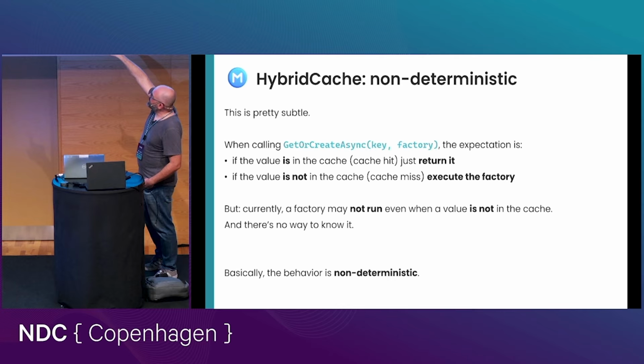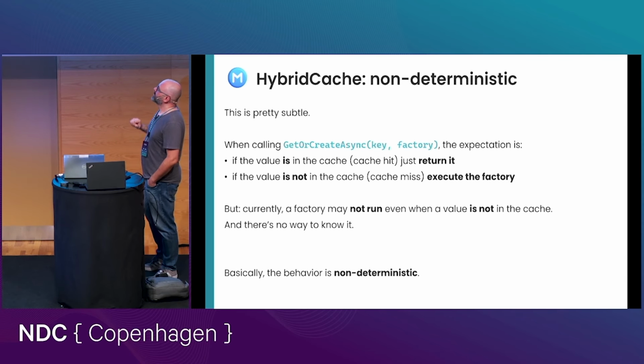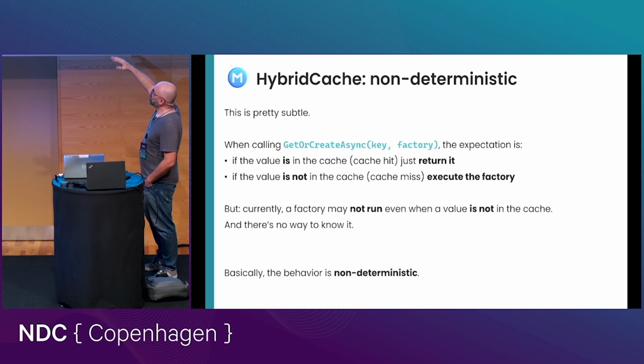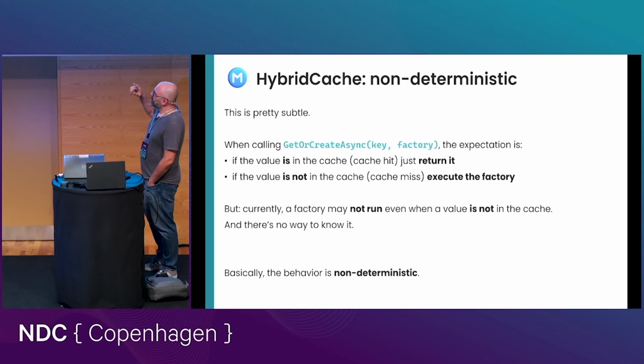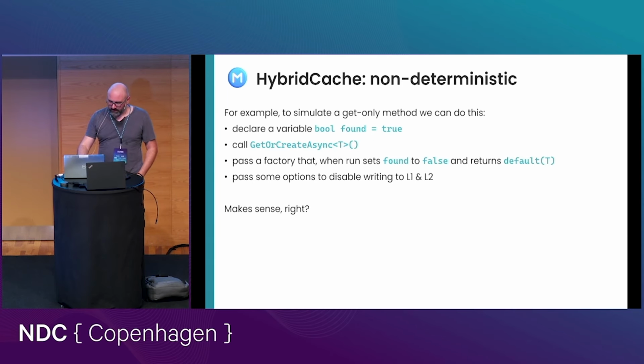When calling GetOrCreateAsync with a key and the factory, the expectation, which is, one, common with any caching library, and two, documented in their own documentation, is that if the value is in the cache, so a cache hit, then it will be returned. If the value is not in the cache, then there's a cache miss, and so it will execute the factory. This is the baseline behavior that everybody expects and is documented. But currently, a factory may not run even when a value is not in the cache, and there's no way to know why.